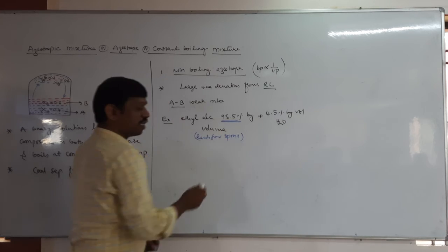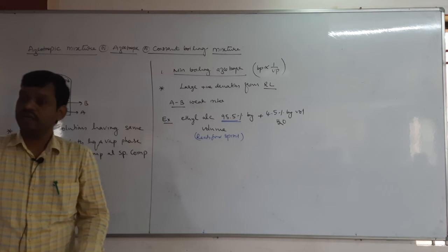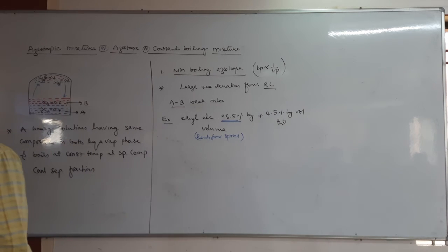In organic chemistry we have studied something called rectified spirit. What is rectified spirit? It is 95.5% ethyl alcohol and 4.5% water. This composition is called rectified spirit. Rectified spirit cannot be further concentrated into 100% alcohol.